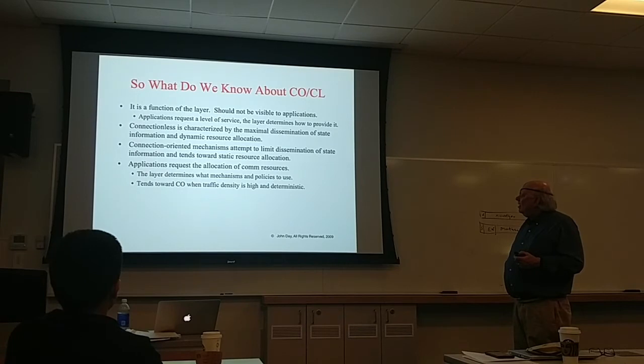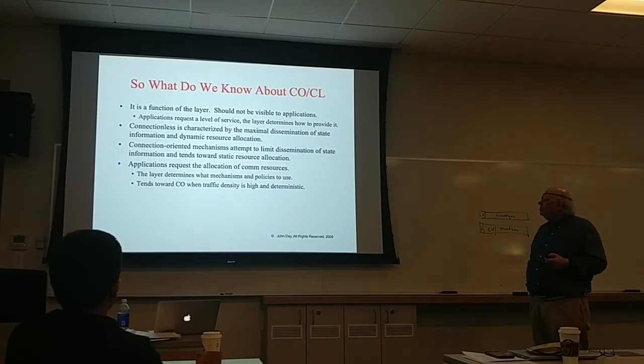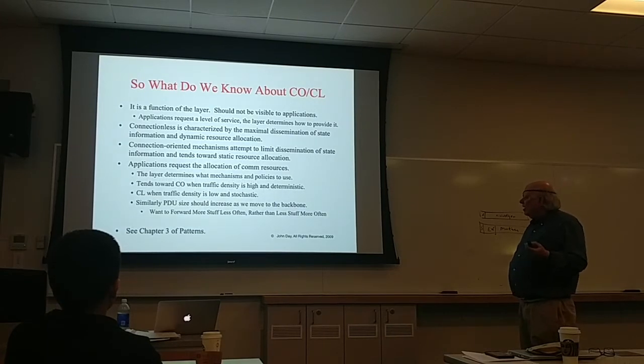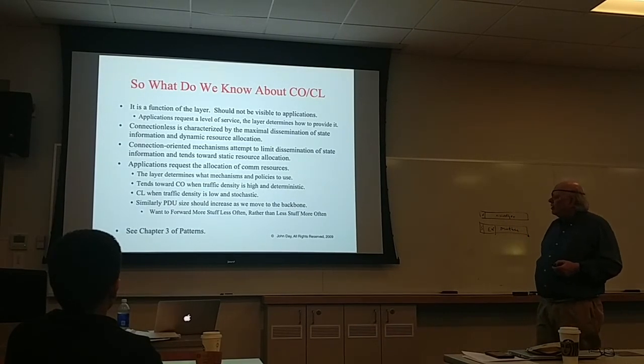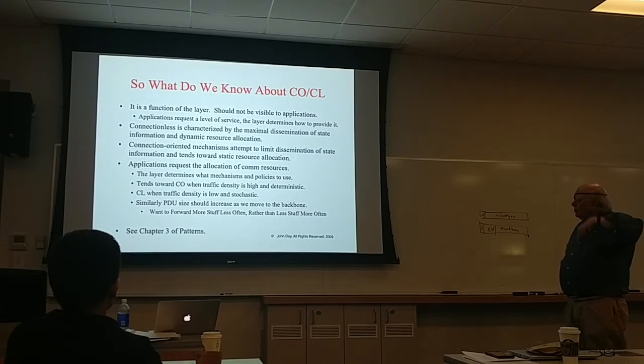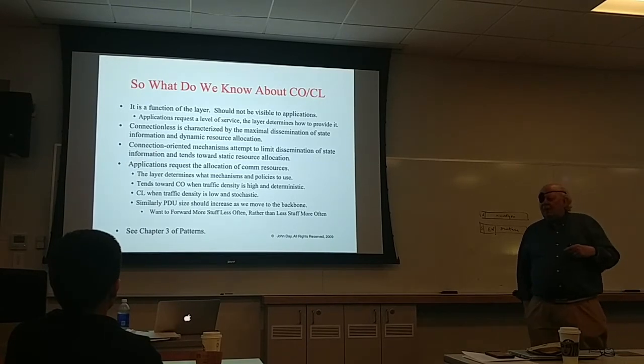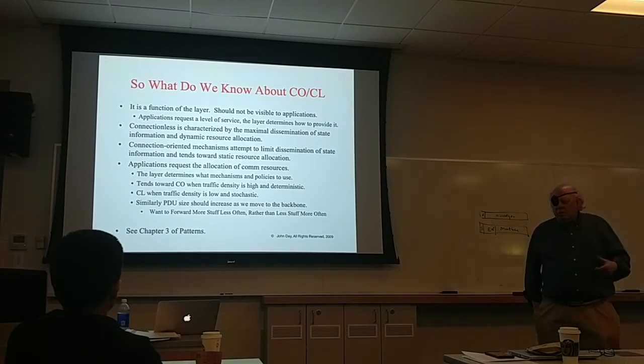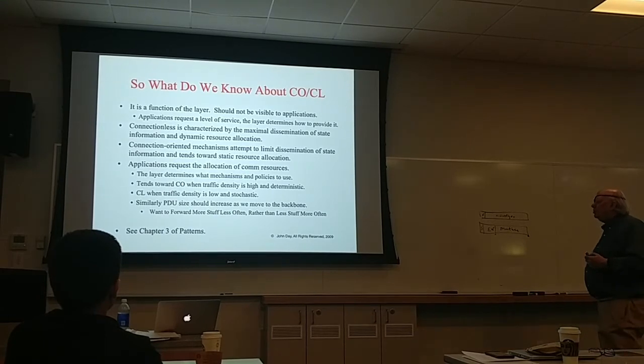Applications request the allocation of communication resources. The layer determines what mechanisms and policies to use and tends towards CO, connection-oriented, when traffic density is high and deterministic, and CL when traffic density is low and stochastic. Similarly, PDU size should increase as we move down toward the backbone. In other words, as we're moving toward the backbone and traffic density is getting higher, we want to be switching more stuff less often rather than less stuff more often. All right, so we would want PDU sizes to get bigger.